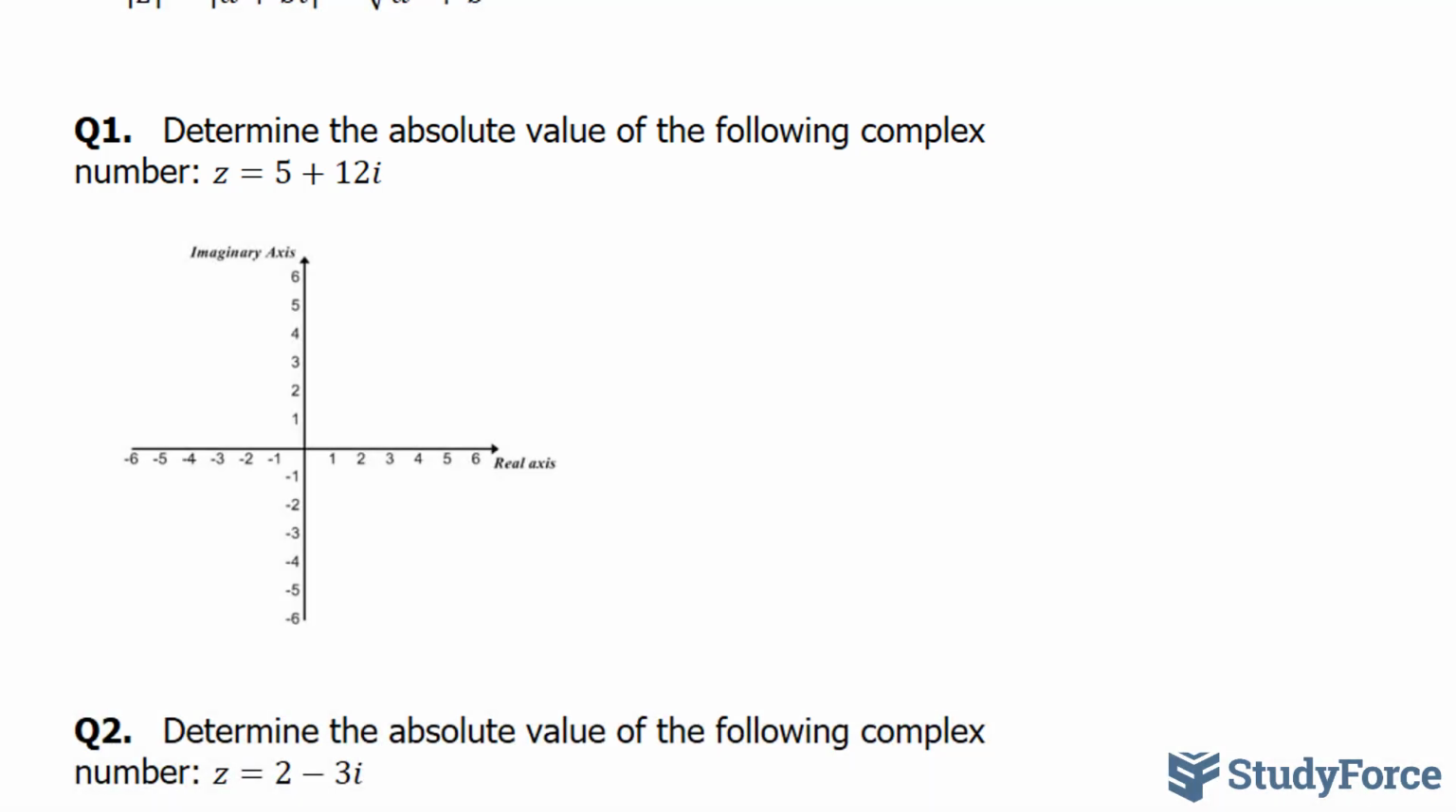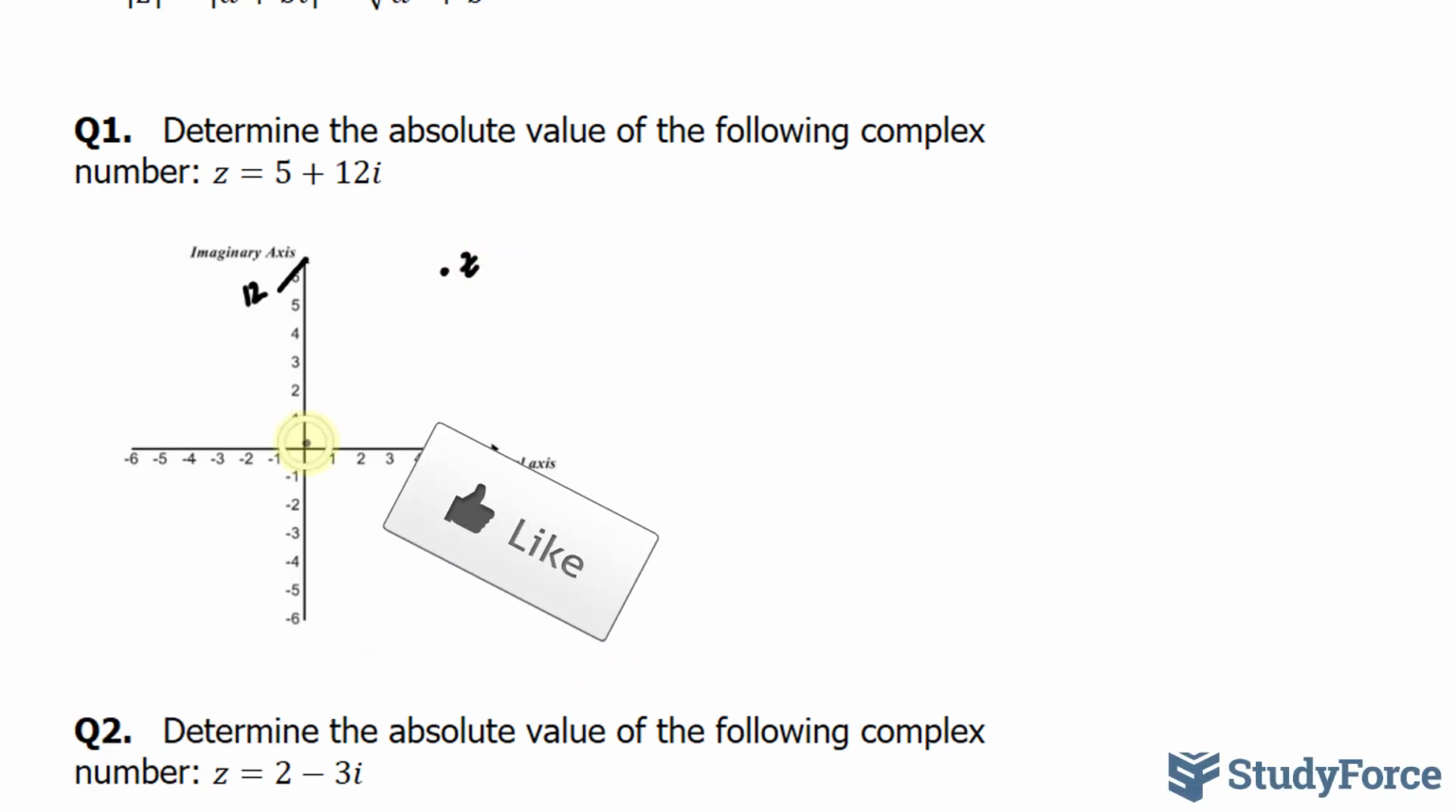Let's start by plotting this, even though it's not required. But if we were to plot it, remember this is our imaginary axis, and it's 12 units up. Let's pretend that this is 12. And it's 5 units to the right. So our point would be right here. And we'll call that z.